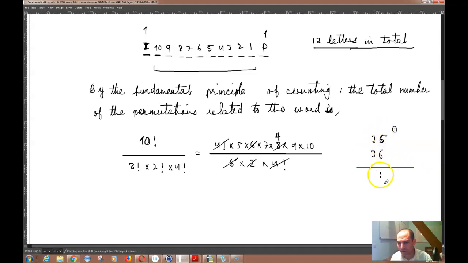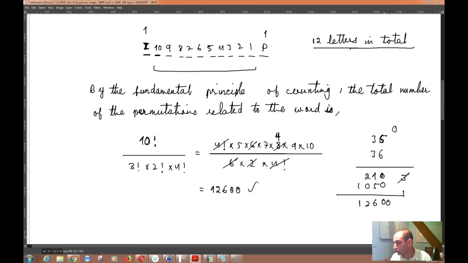So 6 times 5 is equal to 30. 6 times 3 is equal to 18. So you have 0, 6, 2, 1, and then you have 0 there, so that's 12,600. That's 12,600, which is the right answer here.